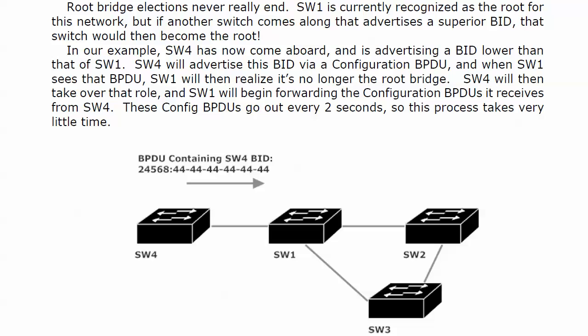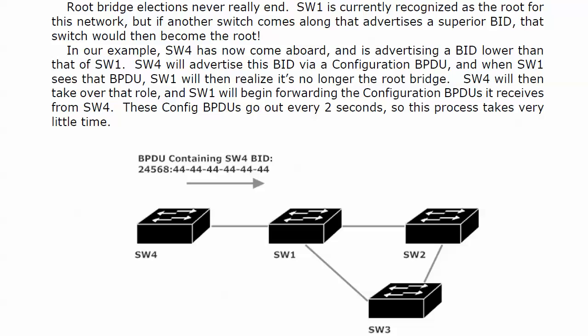Because what we have here is switch 4. Switch 4 has come on board and it is advertising a bid lower than that of switch 1. And this is why you can't just concentrate on the MAC address, because that priority value comes first. Switch 4's priority was changed to 24568, therefore the MAC addresses don't even matter. And when switch 1 sees that BPDU coming in, it says, hey, I'm no longer the root. This other guy, switch 4, is. And then switch 1 begins relaying the configuration BPDUs it receives from switch 4.